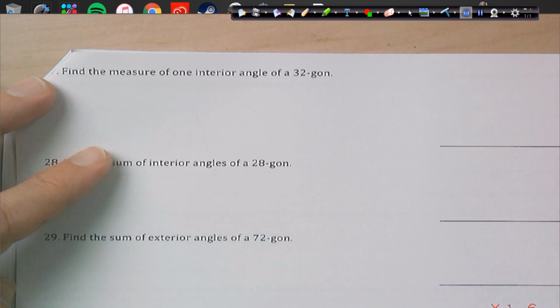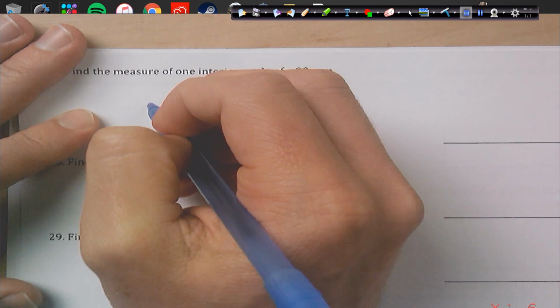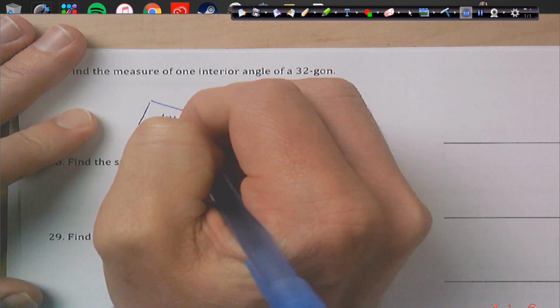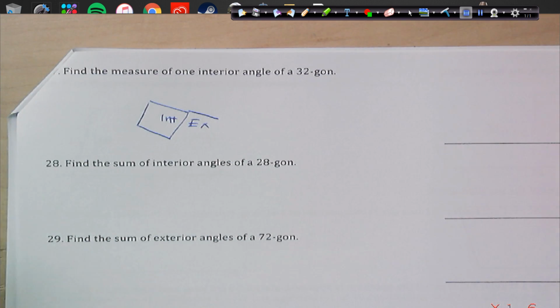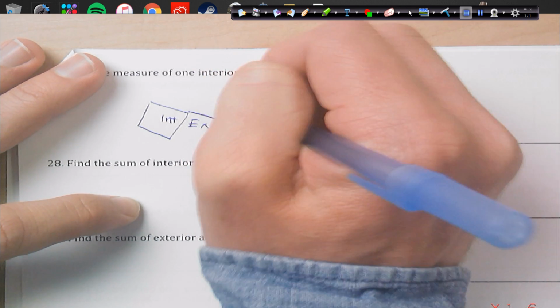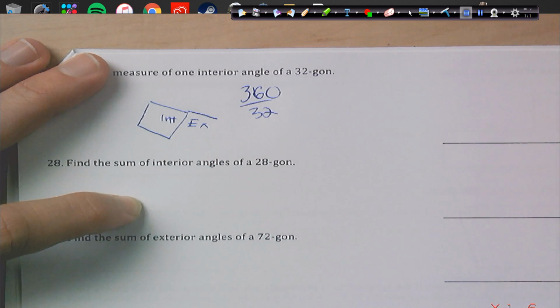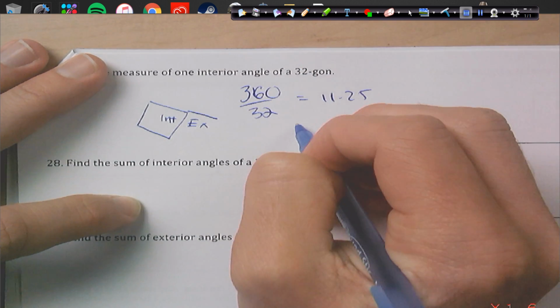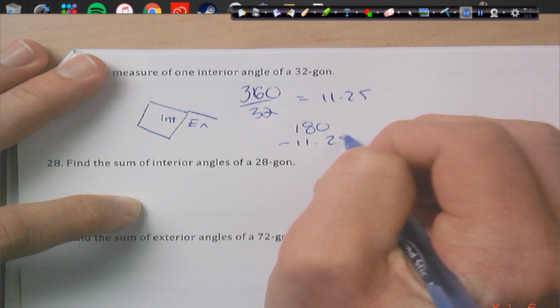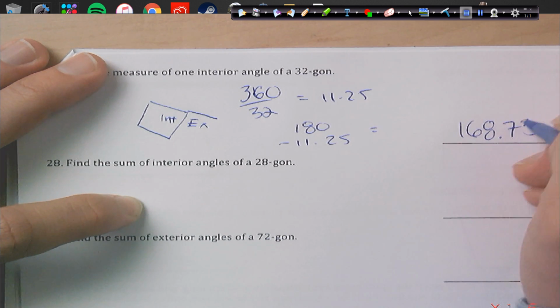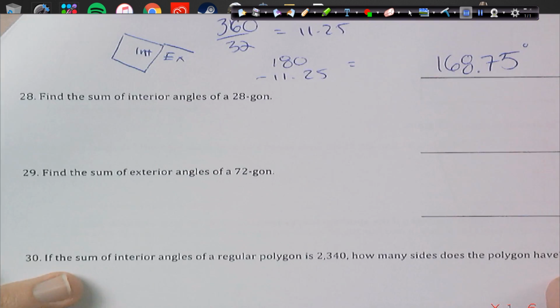Find the measure of one interior angle. The interesting thing is, if you take any shape, here would be the exterior angle and here's the interior angle, and those two add up to 180. So if I find the exterior angle, which would be 360 divided by 32, which is 11.25, all I have to do is subtract that from 180, and I come up with 168.75 degrees.